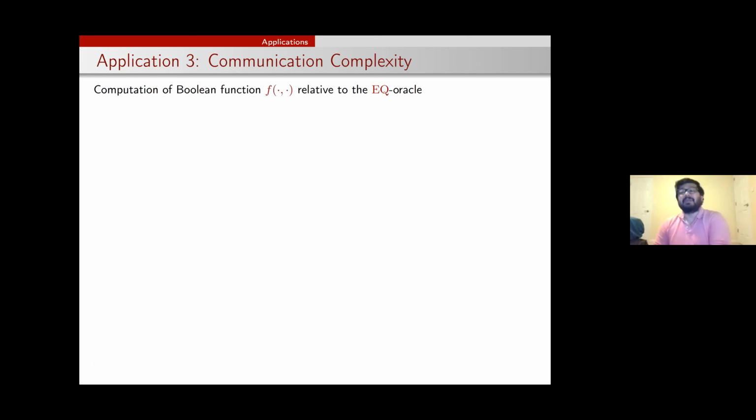The third application, and somewhat different, is computation of a Boolean function, f, relative to an equality oracle. We'll explain this further in this slide. So Alice has input X and Bob has input Y. I want to emphasize that there is no a priori distribution on X and Y. I'm saying arbitrary X and arbitrary Y in the domain of f.